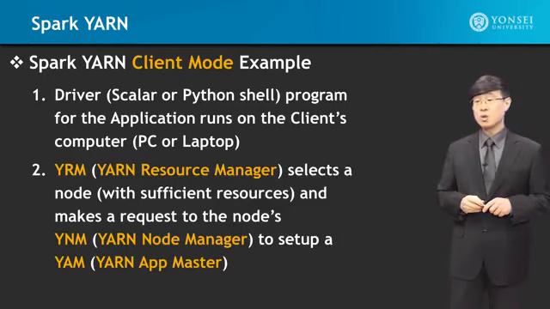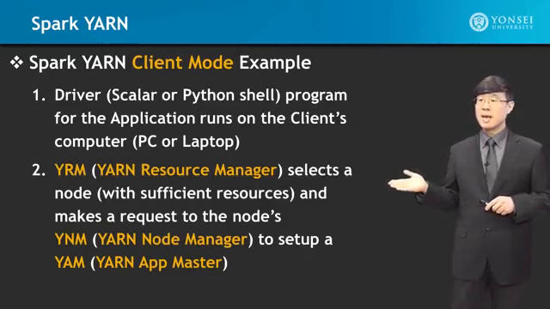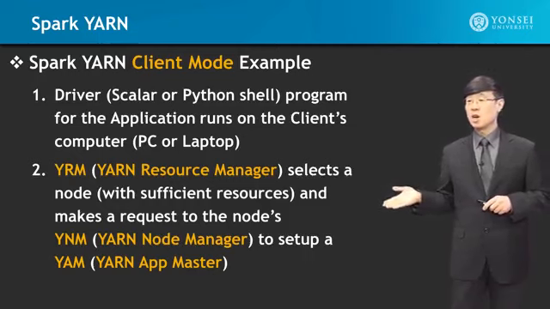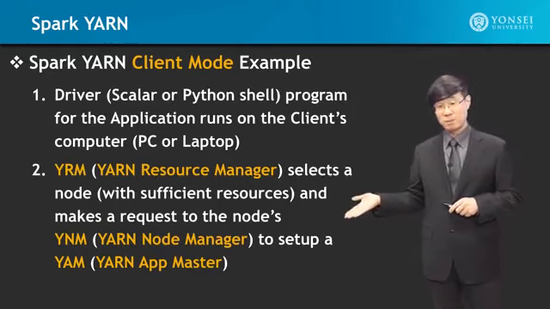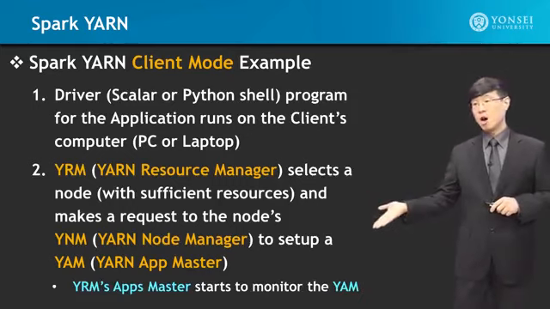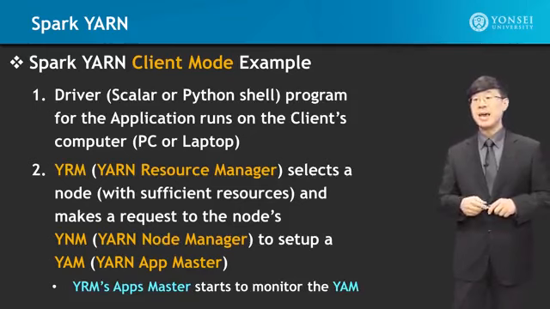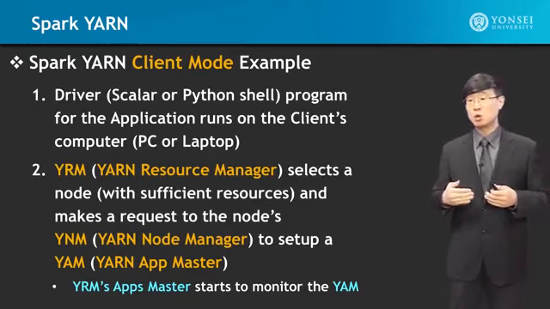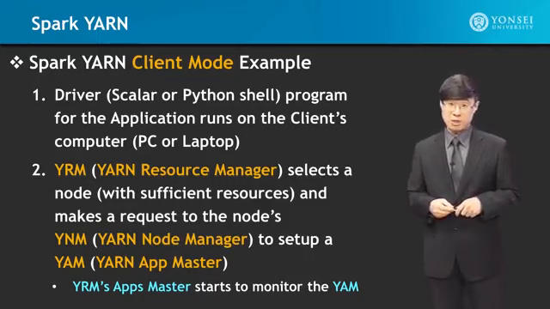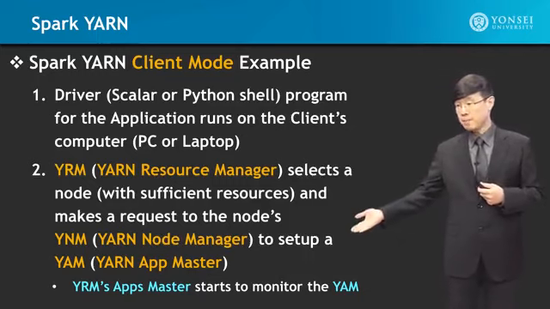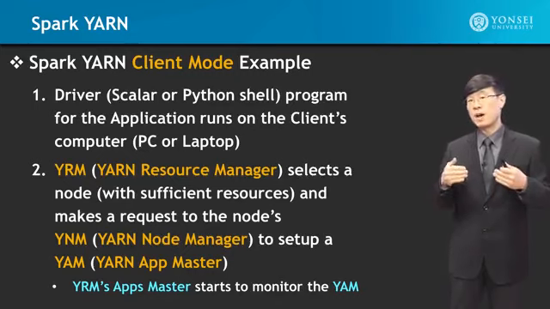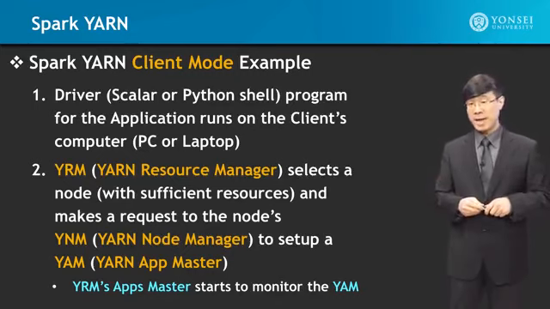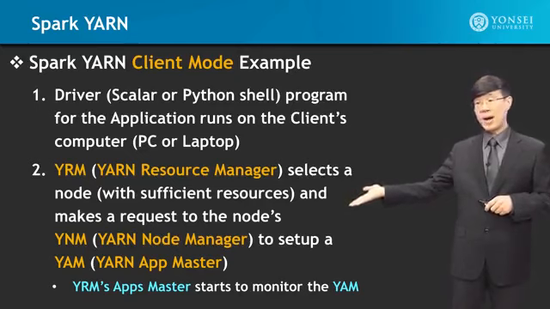The Yarn Resource Manager, YRM, selects a node with sufficient resources and makes a request to the node's Yarn Node Manager to set up a Yarn App Master. The Yarn Resource Manager has an Apps Master, which is in control of multiple app masters. In other words, the Apps Master in the YRM is going to monitor and provide failure recovery when it happens of multiple YAMs.